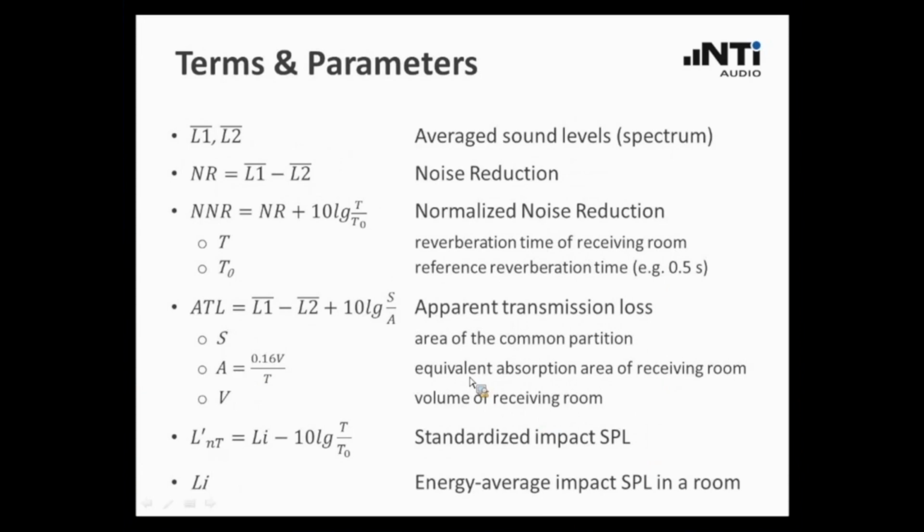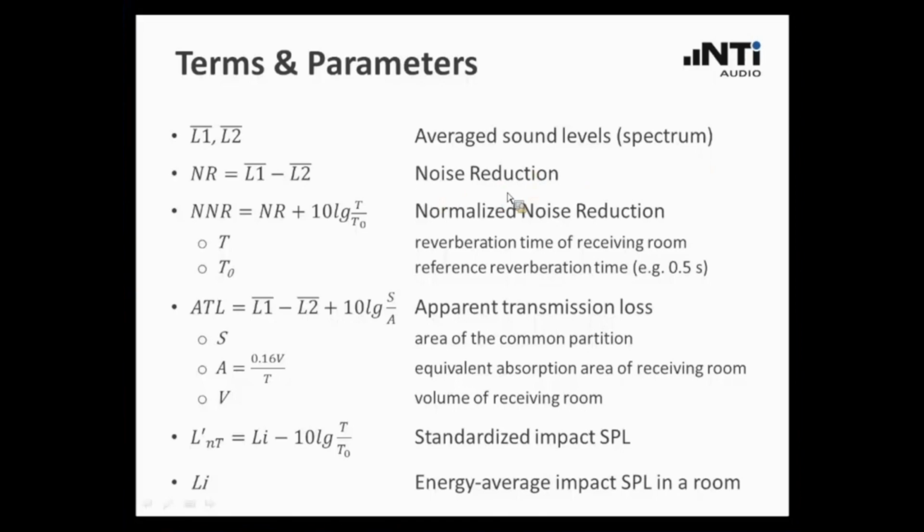Now I have mentioned a couple of values and parameters. Let us take a closer look at them. I will not go into all the details, but I have listed here a couple of very frequently used measurements and calculation results. Starting with the two levels I just mentioned before, L1, L2. These are average sound levels. And what is very important, these are not broadband levels. We are always analyzing and measuring the spectrum. We want to know the spectrum of the corresponding sound levels.